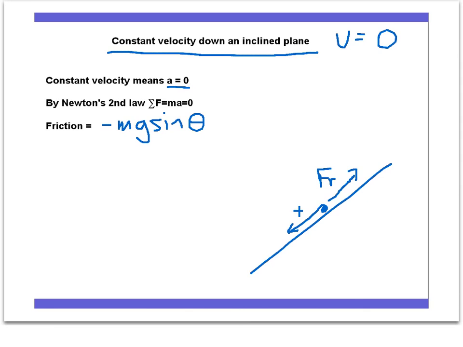Because remember, by Newton's first law, an object will continue in motion unless acted on by an unbalanced force. So a skier moving down a slope at a constant speed will have a weight component down the slope, mg sine theta, equal to the frictional force pushing them back up the slope. So this is both when velocity is 0, an object's at rest on a slope, or with constant velocity.